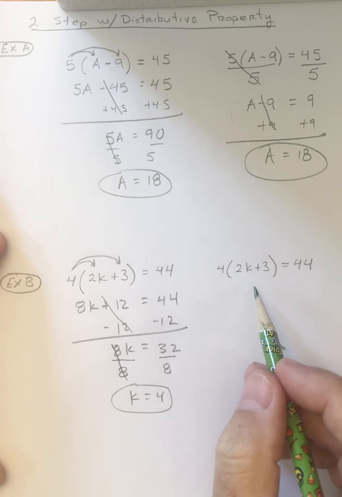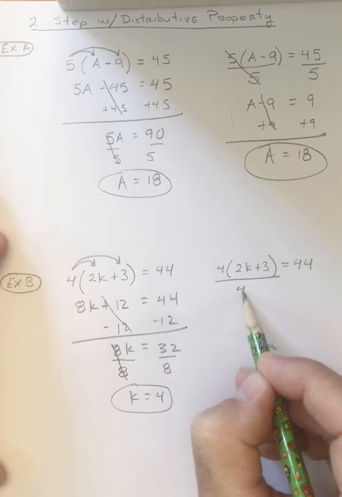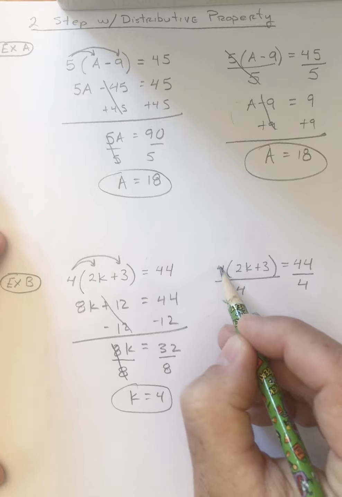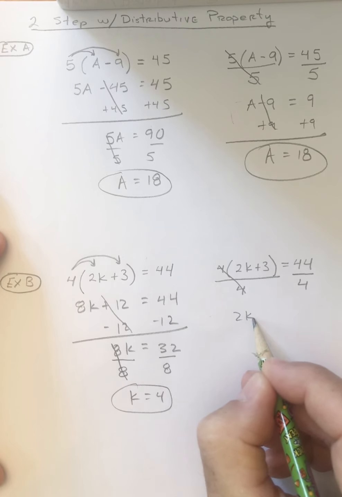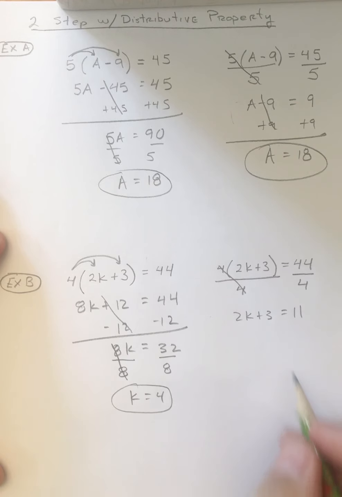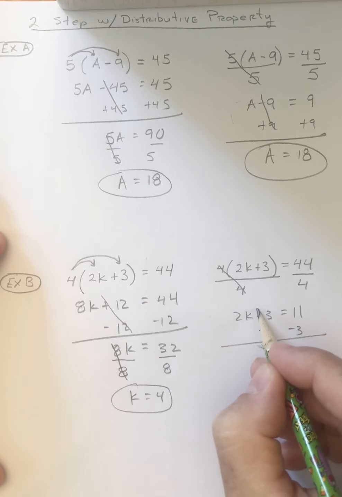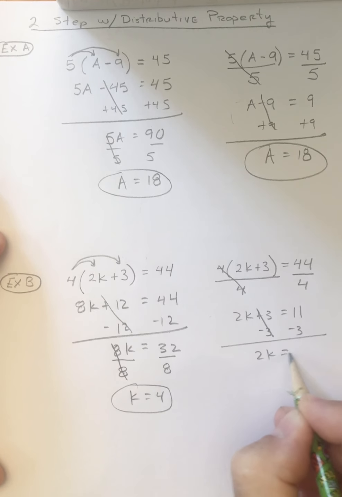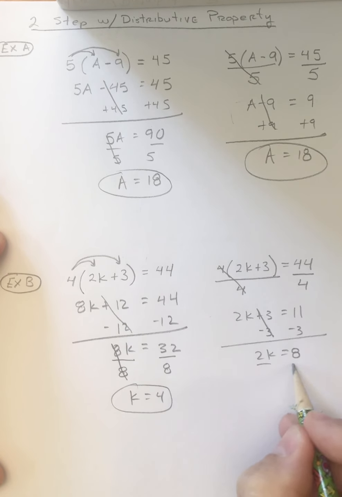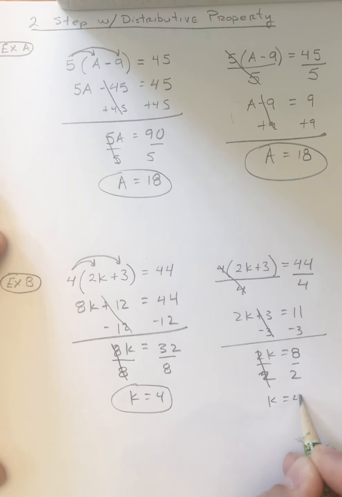Okay, same problem, different way. I'm going to divide both sides by 4. Get 2k plus 3 equals 11. Subtract 3, 2k equals 8, and notice I come up with the same answer doing it two different ways.